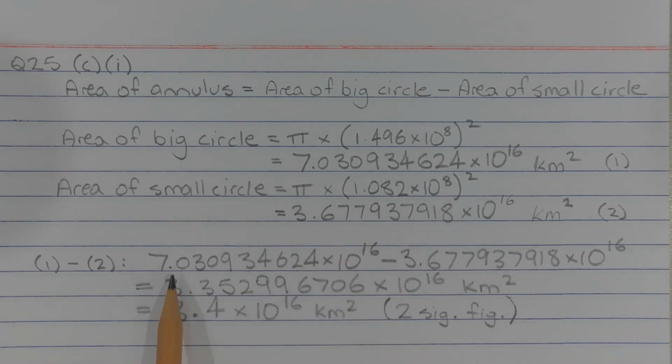So 7.030934624 times 10 to the power of 16 minus 3.677937918 times 10 to the power of 16 is equal to 3.352996706 times 10 to the power of 16 square kilometers, and rounding that to two significant figures, that equals 3.4 times 10 to the power of 16 square kilometers.